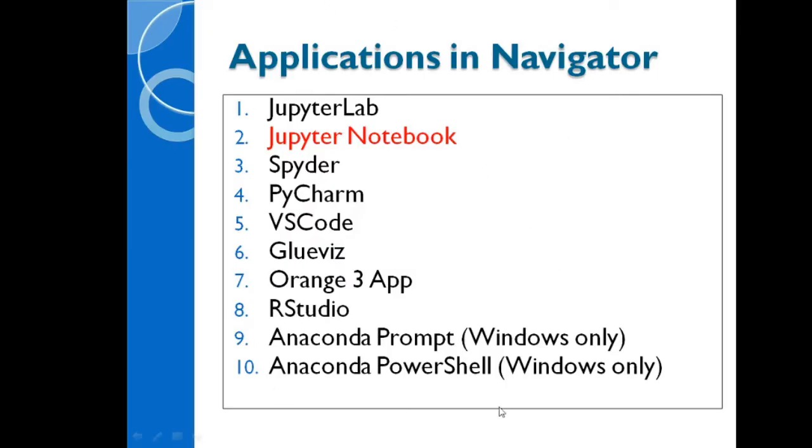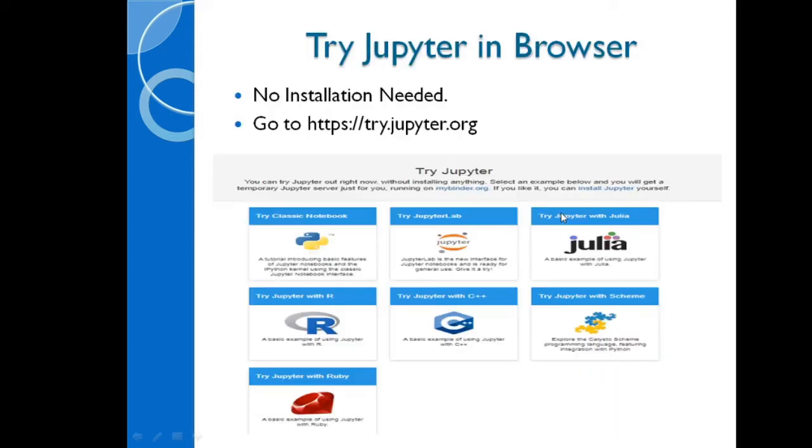So these are all the applications available in Anaconda Navigator, and we are interested in Jupyter Notebook. The third option, you can try Jupyter in the browser itself. You can go to this link, try.jupyter.org. Here it will list out the platforms where Jupyter can be used. So you can select this one.